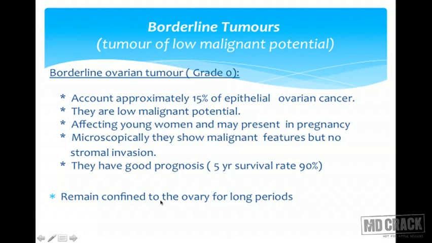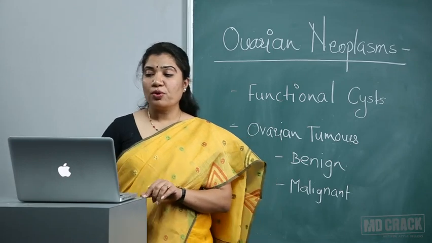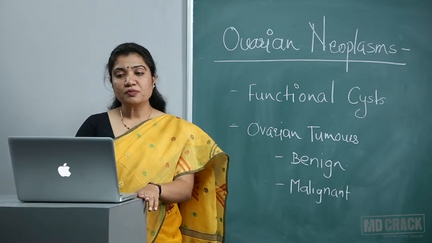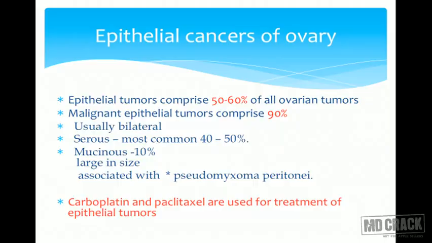The 5-year survival rate is almost 90%, and they remain confined to the ovary for a long period of time. So for borderline ovarian tumor, the prognosis is good. They are the tumors with low malignant potential. Now epithelial cancer, as we said, is almost 60 to 80% of these, and of malignant tumors almost 90%. They are usually bilateral. Serous is most common.